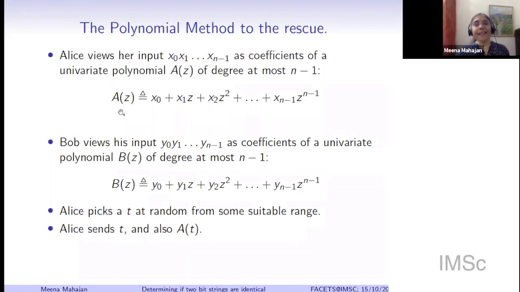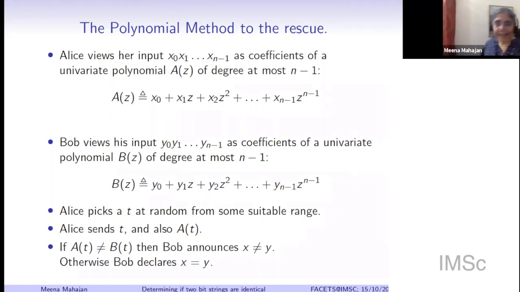And then, instead of sending the whole bit string, which we saw was a costly communication, she sends the value of this polynomial when the variable z takes the value t. So she sends the value of a at t. Now once Bob gets t, Bob can also compute b at t. So if a of t and b of t are not the same, then Bob knows that the two strings are different. So Bob announces x is not equal to y. And otherwise Bob declares very optimistically that indeed x and y are the same.